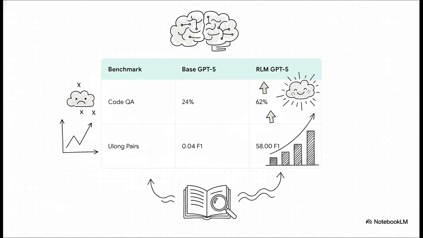Okay, now for the recovery. Watch what happens when we take that exact same model, GPT-5, and just wrap it in this RLM structure. On the code QA benchmark, the base model gets a measly 24%. With RLM, that accuracy leaps to 62%. And remember Ulong Pairs, the task where it completely failed? The F1 score goes from a pathetic 0.04 to a very solid 58. I mean, the performance recovery is just staggering.